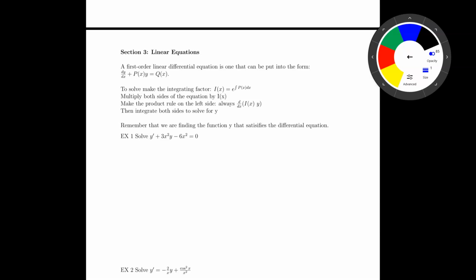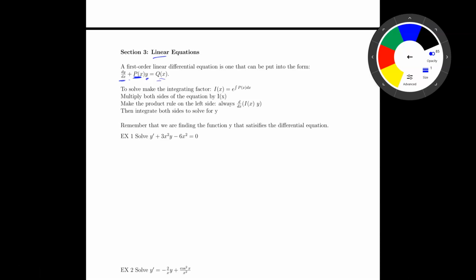So now we move on to another kind of differential equation we're going to solve. They're called linear differential equations. So this is what it'll look like. You'll have the derivative, you'll have some term with perhaps some x's in front of it, but a y term that's added or subtracted, and then some other x term.